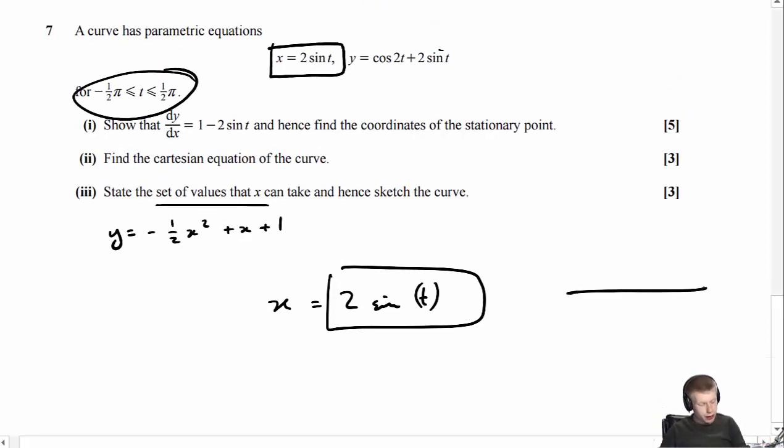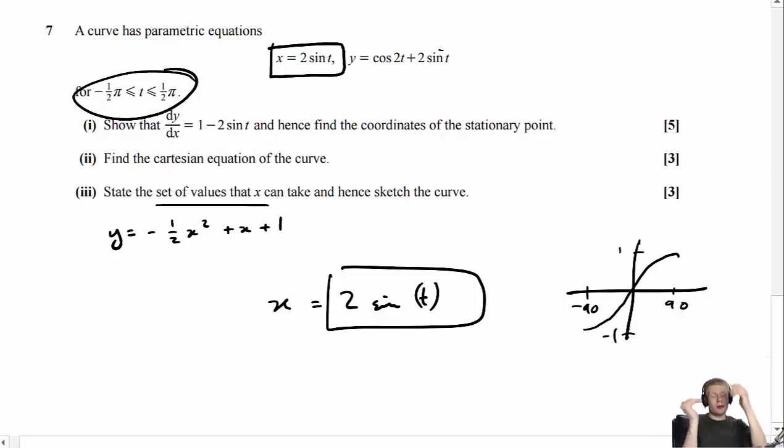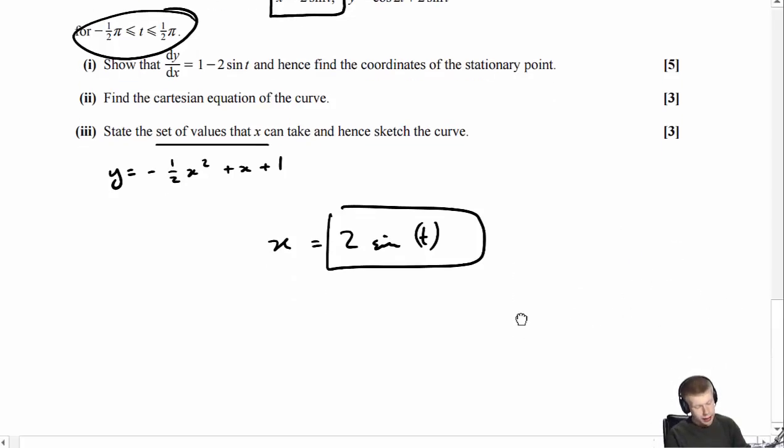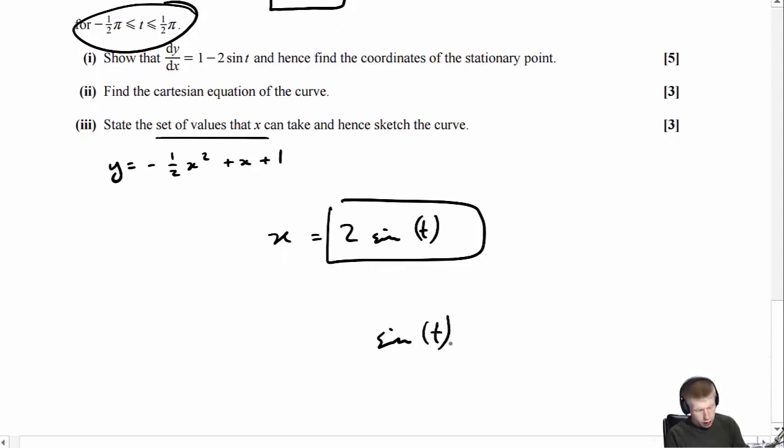So if I draw the sine graph between negative 90 and 90, I'm going to end up with something that looks like this, so that's negative 90 and that's positive 90. Basically I go through all the values it can take on the y-axis. So this is sine t, and I go from negative 1 to 1, so I do all the values on this axis. So I know that sine t goes between negative 1 and 1. I write that as an inequality, and then I just build it from there.